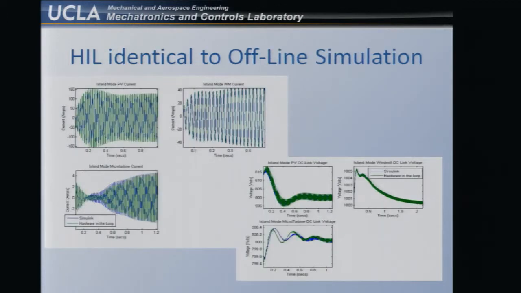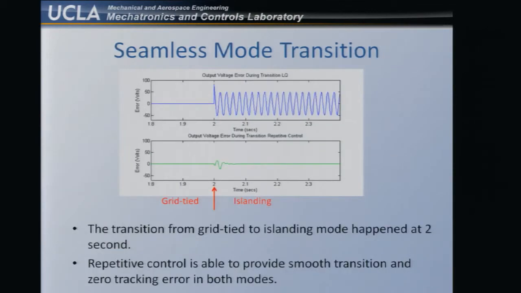So just one slide to show how the hardware-in-the-loop simulation is close to offline simulation. The difference is the hardware-in-the-loop simulation used an average model. It's not doing the 100 kilohertz switching cycles. The offline simulation was doing the real 100 kilohertz switching. But you can see that they are actually very close with each other, and that kind of justifies our hardware-in-the-loop simulations.